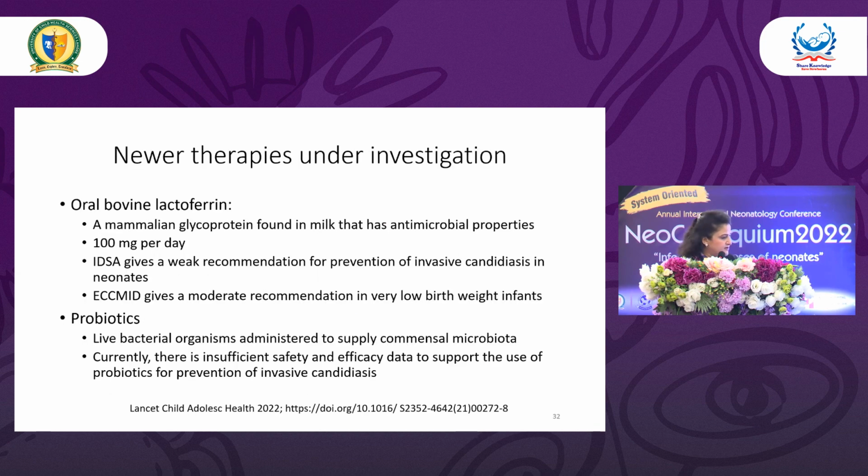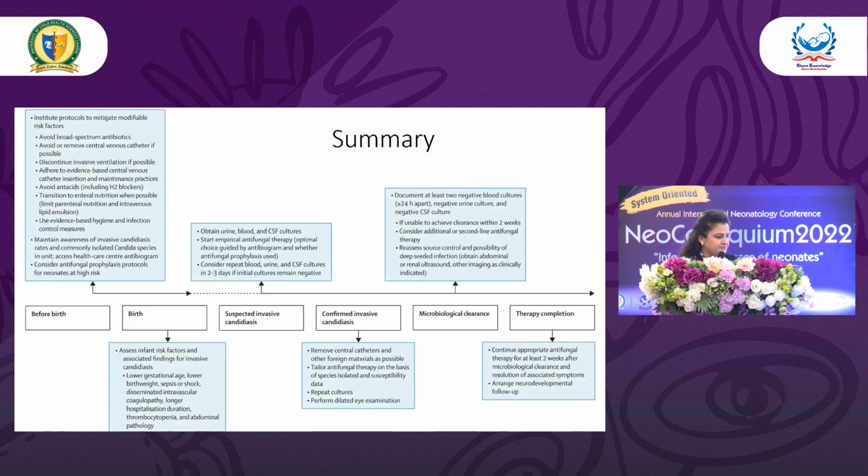Just a couple of slides on new therapies under investigation. So oral bovine lactoferrin. Lactoferrin is normally present in breast milk, and it has antimicrobial properties. Work is ongoing around its role in prevention of fungal infections, as well as the use of commonly available probiotics in prevention of infection, including invasive fungal infections.